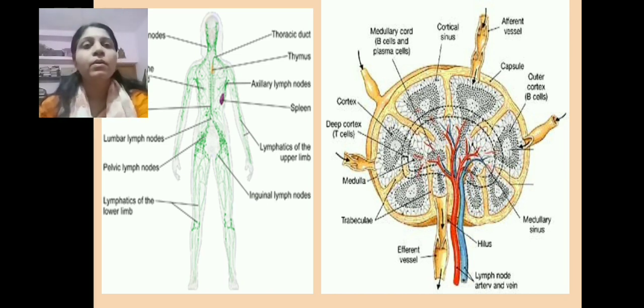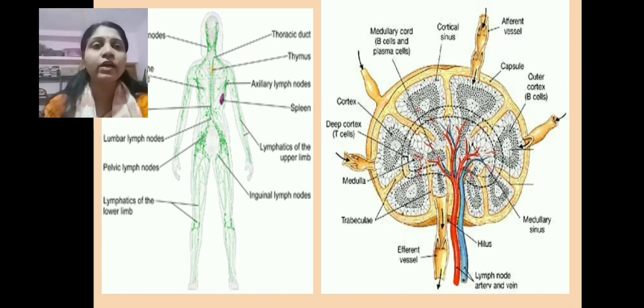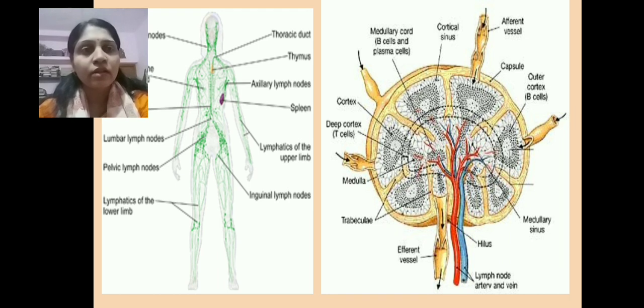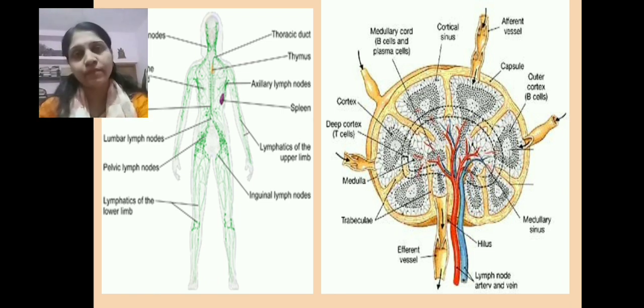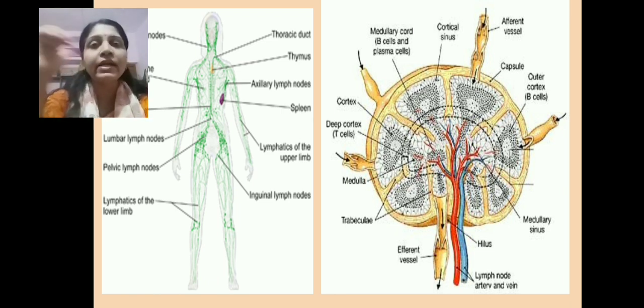Within that, majorly it is a capsulated structure which is surrounded by the capsule. Now, the different vessels seen here within the figure are called the afferent vessels. Through these afferent vessels, the lymph enters from the different sides of our body into the lymph node. It is the entry site for the lymph.